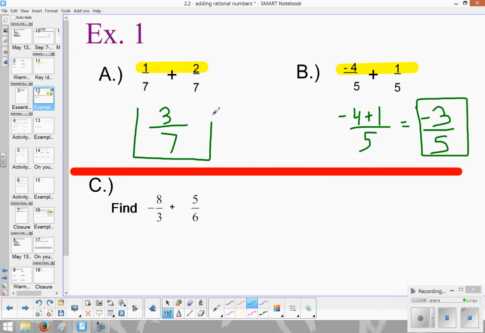Very important you know your integer rules. If you need a review, feel free to watch the old videos in my last chapter, or look back to your notes for the rules. Okay? All right, now in our next example, we have here C.